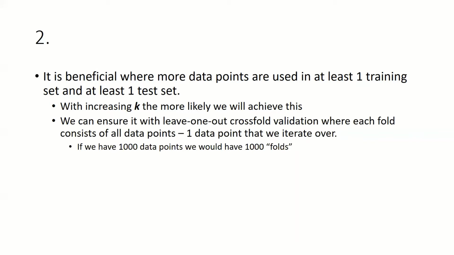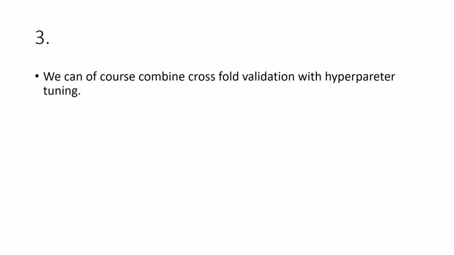If we have 1,000 data points, we would have 1,000 folds in this case. So it's a good thing that we have multiple data points going down different folds. Third consideration, this is what K crossfold validation is for. Really, it is hyperparameter tuning, and this is only ever done in the training set. The crossfold validation takes place in training.